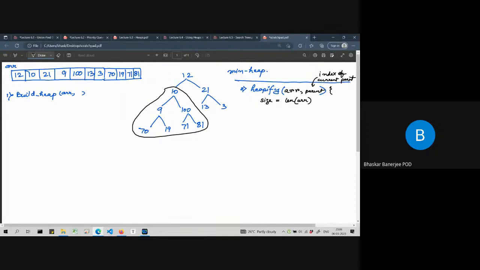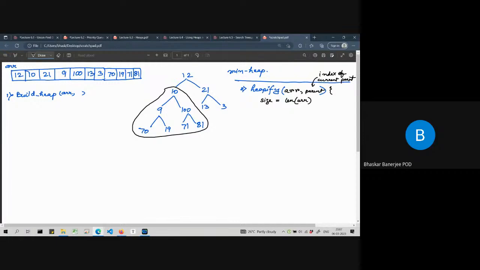10, 9, 170, 19, 71, 81. Now you have to make it into a heap. If you run the heapify algorithm on a parent, then it would ensure that whatever is below that parent, the left and right subtree below that parent node, is converted into a heap. Again, I'm repeating, the heapify algorithm accepts the array and the parent node. Once you call heapify and it completes its execution, it ensures that whatever elements are below that parent are converted into a heap.